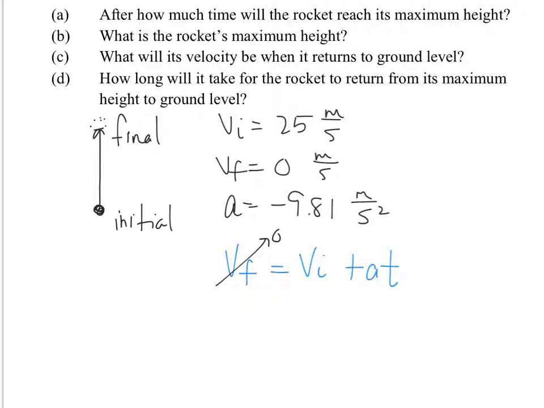Subtract it. So the left-hand side is going to be a negative VI equals AT. Remember, subtract VI from 0. It becomes 0 minus VI.